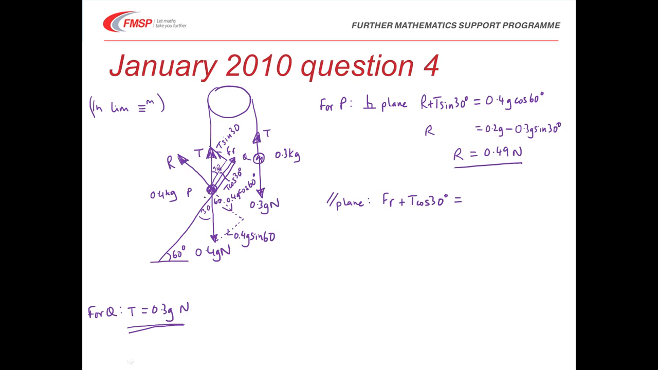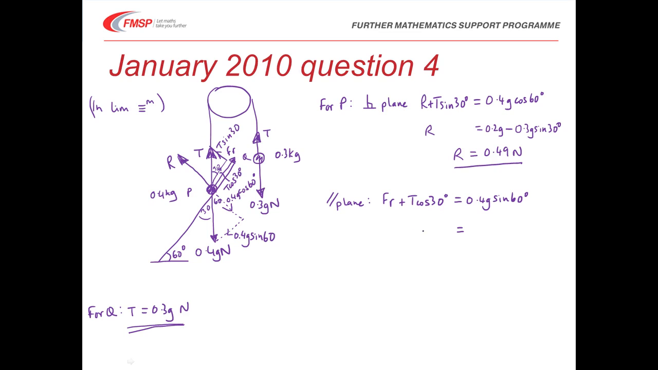And that's equal to what's going on down the plane? Well, the component of the weight: 0.4 g sine 60. Of course, neither of these work out very nicely. Sine 60 and cos 30 are both root 3 over 2. More of that later.